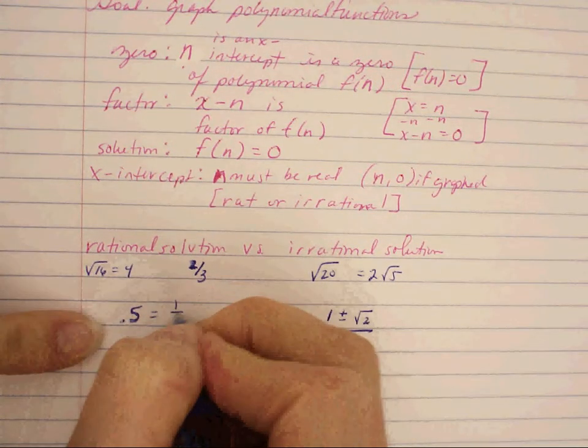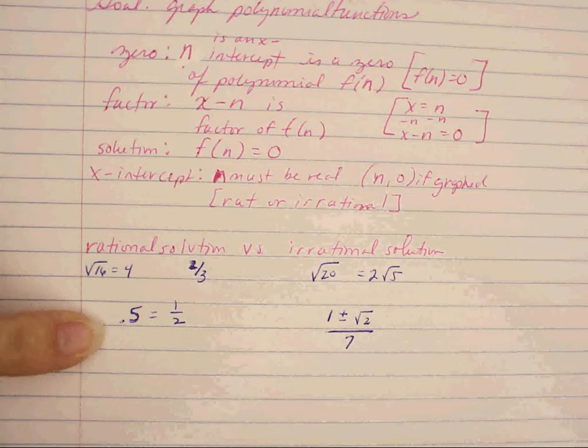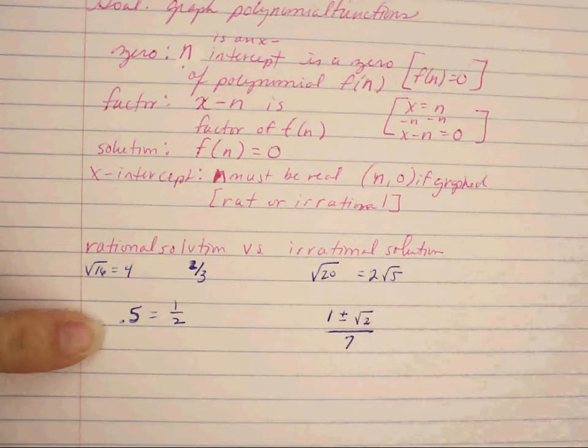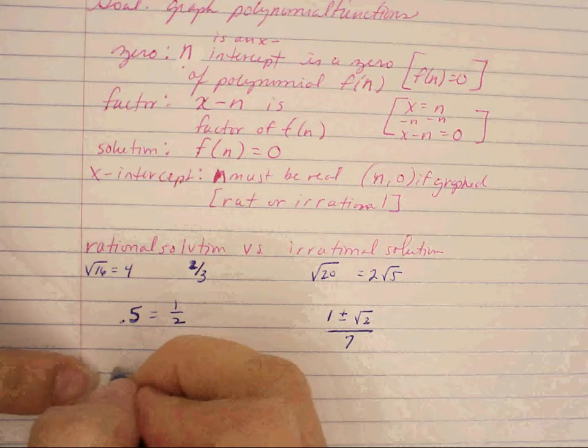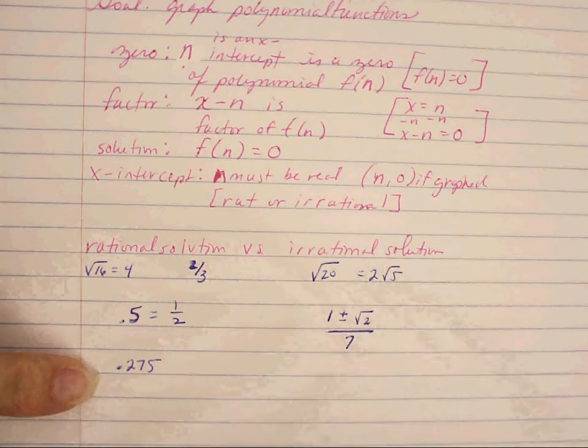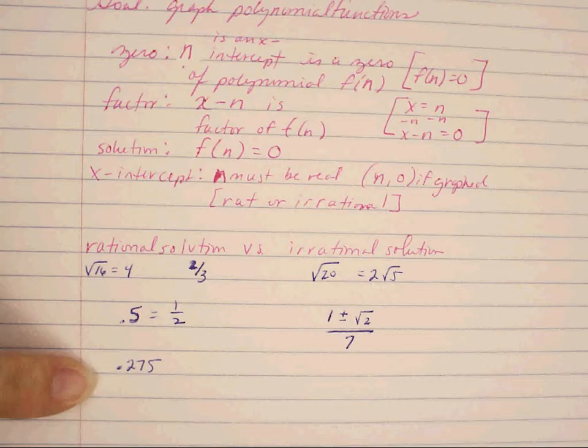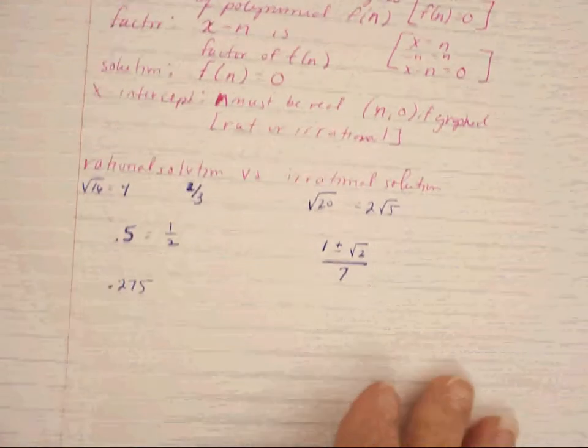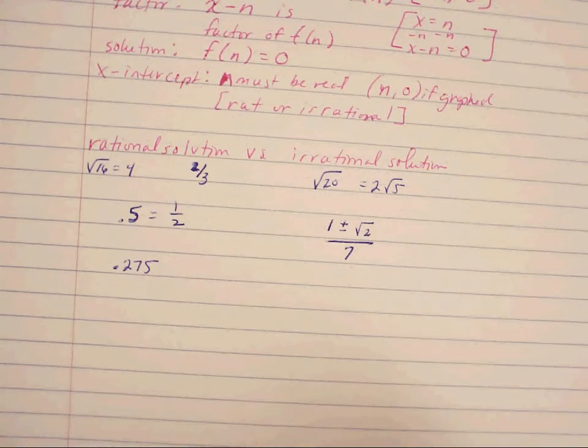Even though 0.5 is a decimal, why is it rational? When you divide it out, you can write it as a fraction. So make sure you don't just throw all decimals in the irrational category. If it ends like 0.275, that would be rational. It's a decimal, yes, but it's still rational because it ends.